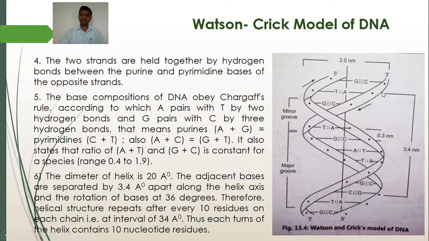So DNA executes a turn at a distance of 34 angstrom, and each turn of the helix possesses 10 nucleotides. So the distance between the adjacent nucleotides is 3.4 angstrom. Thus each turn of the helix contains 10 nucleotide residues. To recap: the diameter of the helix is 20 angstrom, DNA executes a turn at a distance of 34 angstrom, each turn consists of 10 nucleotides, and the distance between adjacent nucleotides is 3.4 angstrom.